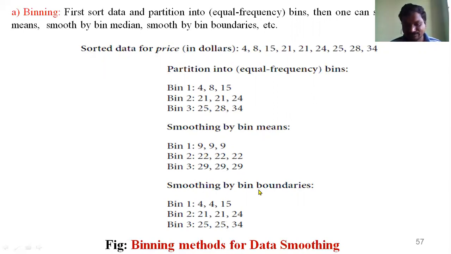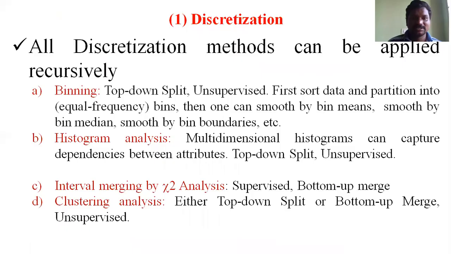And then boundaries. Boundaries means you will take the lower boundary and upper boundary. Based on the lower boundary value, 4, 4, 15. Then 21, 21, 24. And then 25, 25, 34. In this way you will identify the bin boundaries. This is one of the binning approaches.